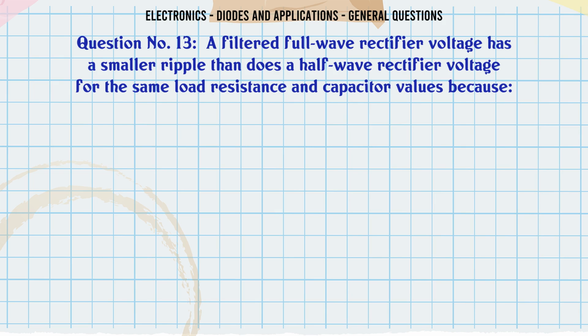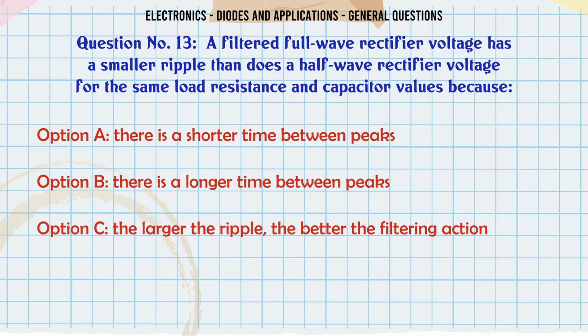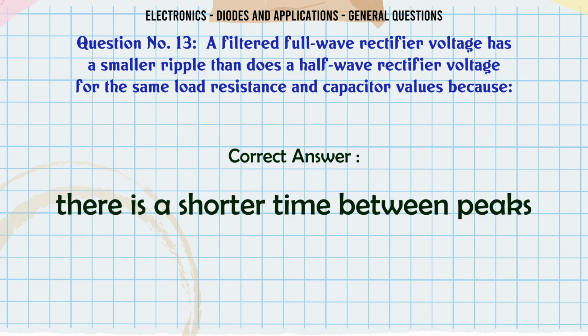A filtered full-wave rectifier voltage has a smaller ripple than does a half-wave rectifier voltage for the same load resistance and capacitor values because A. There is a shorter time between peaks. B. There is a longer time between peaks. C. The larger the ripple, the better the filtering action. D. None of the above. The correct answer is there is a shorter time between peaks.